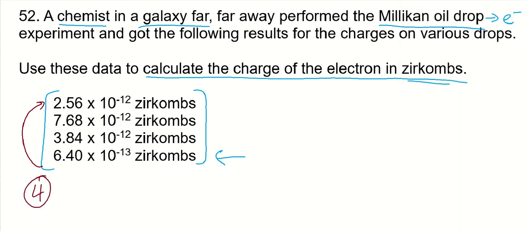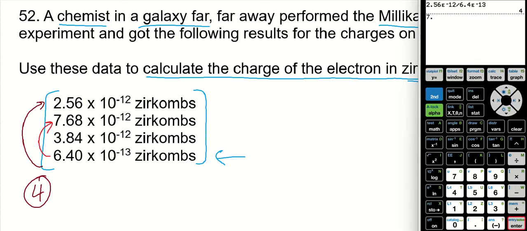All right, now let's see if it goes into this second number: 7.68 times 10 to the negative 12 divided by 6.4 times 10 to the negative 13. Another pretty number, 12 times.